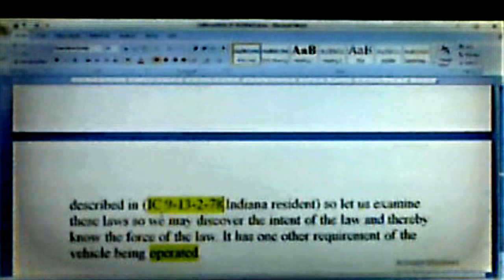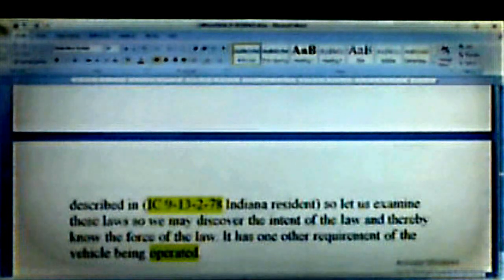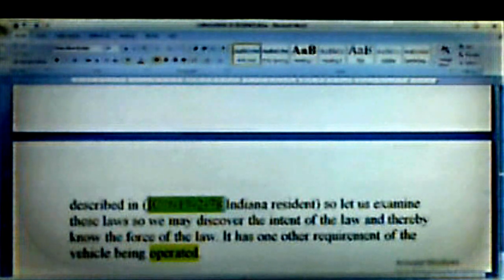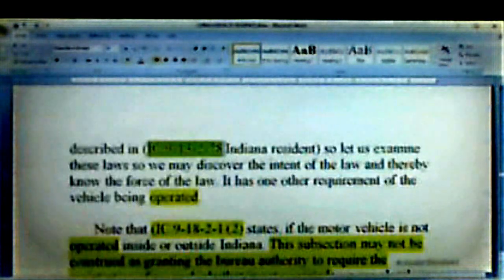So, we find out that an Indiana resident is described here in IC 9-13-2-78. Alright, so let us take a look at some of these laws, guys, and we'll discover the intent of the law, and then we'll know what the force of the law is. Although as of so far, we already know that it has a clear commercial intent for anybody who operates a motor vehicle commercially with the intent of being paid, which means they're operating for hire. If you're not operating for hire, it doesn't apply to you. It has one other requirement, right? The vehicle's operated.